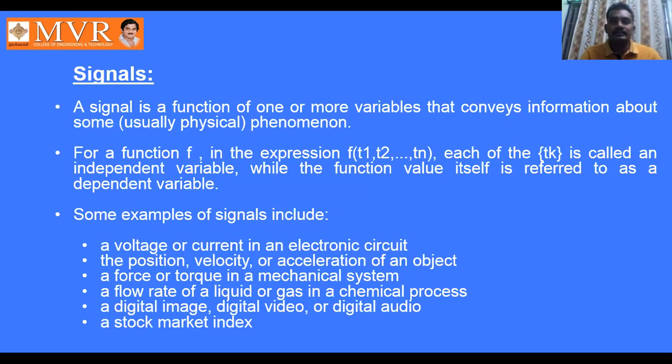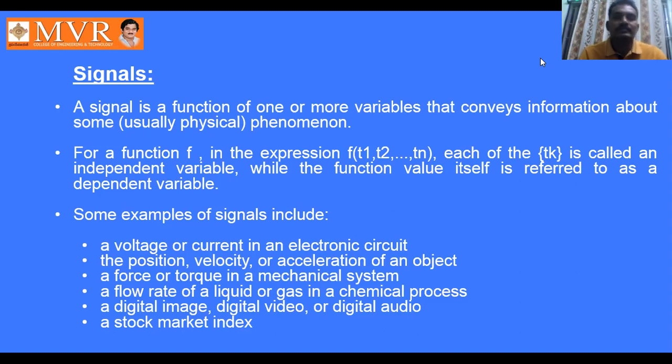See how the signal is defined. A signal is nothing but a function of one or more variables that conveys information about some physical phenomena. Suppose a function f is there. In the expression f of t1, t2, t3 up to tn, each of the tk, that is t1 or t2 or t3 or tn, is called an independent variable, while the function value itself is referred to as a dependent variable.